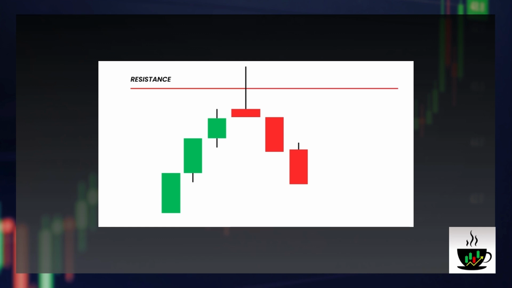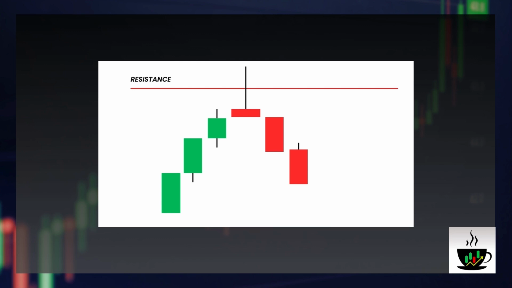The chart shows a clear uptrend, a series of strong bullish candles pushing the price higher. Suddenly, a new candle forms with a small real body near the bottom and a long upper wick. This is a classic shooting star pattern. It tells us an important story.